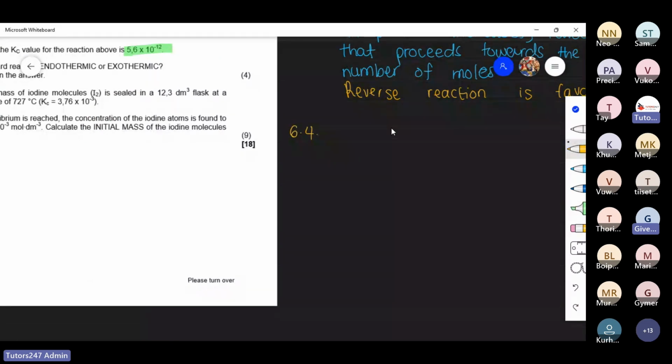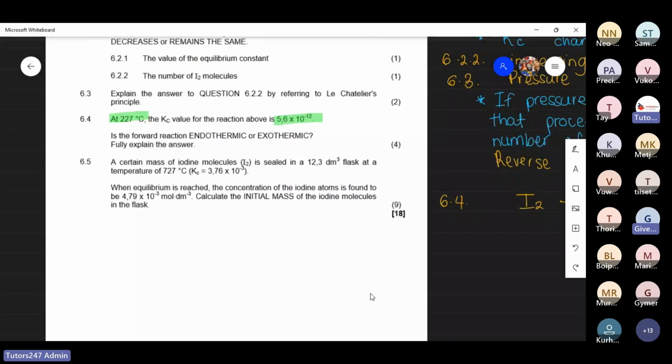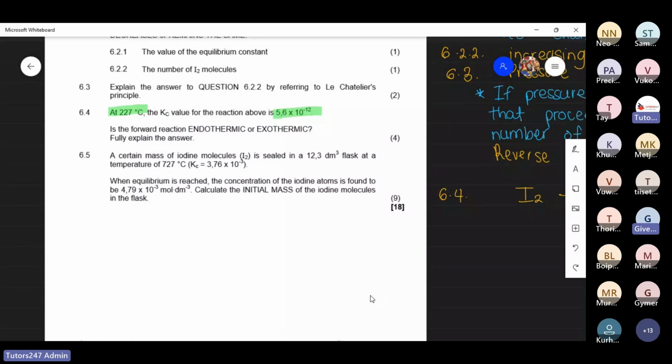So let us write down our reaction and try to break it down and see what our answer is going to be. So our reaction is iodine molecules gives us iodine atoms. I'm using a forward reaction symbol only, not a reversible reaction, because they specified what is the forward reaction. So I want us to investigate that. So what do we know? We know that temperature decreased. Therefore, our Kc value also decreased, right?